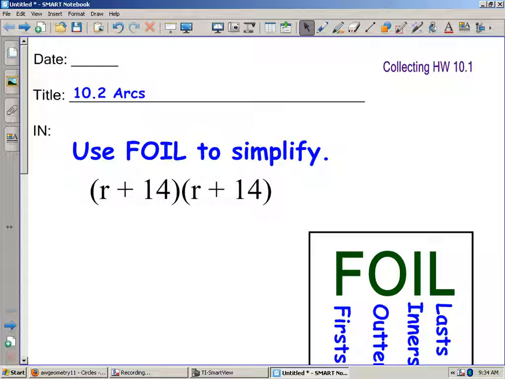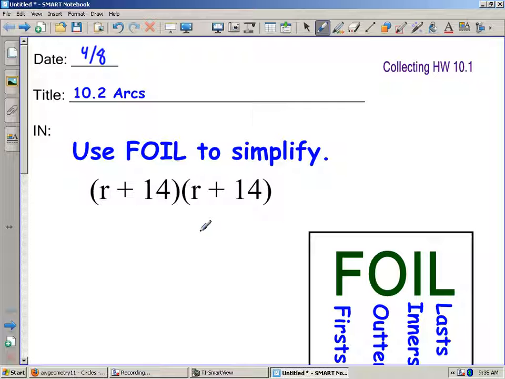This is 10.2. This video is to be watched before 4/8, I believe. That is Friday, and make sure you watch this because this is what we're going to be doing in class on Friday. Our first thing that we have to do is FOIL these together, and we talked about this in the previous lesson in 10.1.